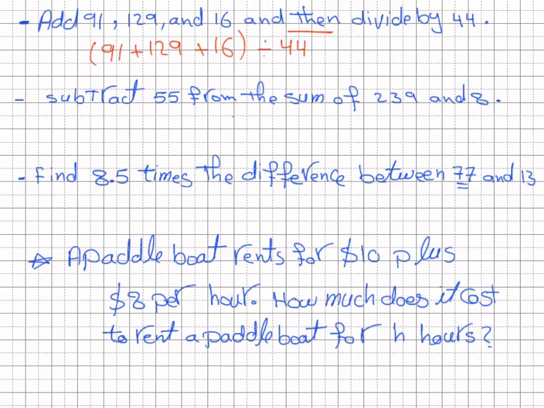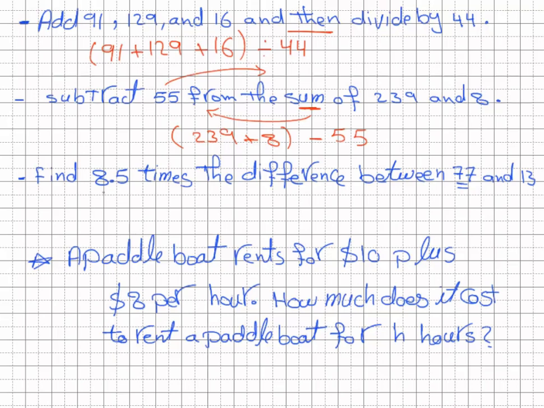Subtract 55 from the sum. First here I have to find the sum. Subtract from, we said we will reverse here, 55 will go back and the sum will become first. It will become here 239 plus 8. After I find the sum, I'll subtract 55 from this sum.